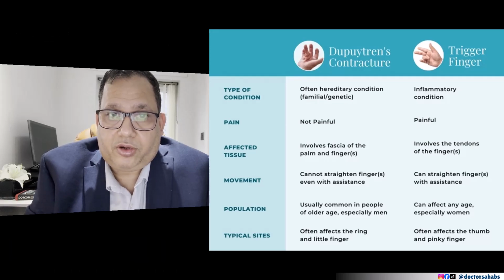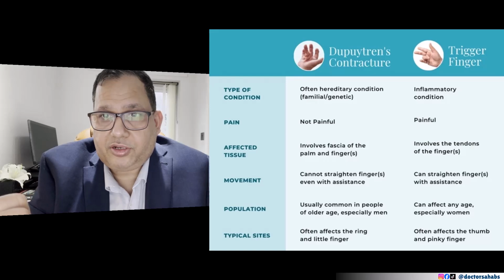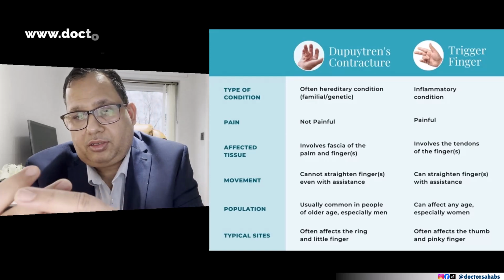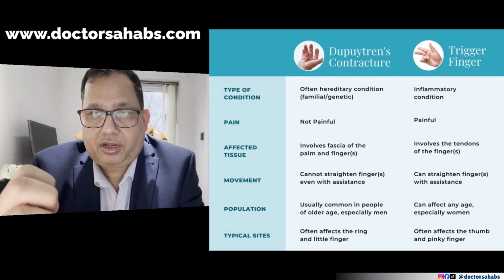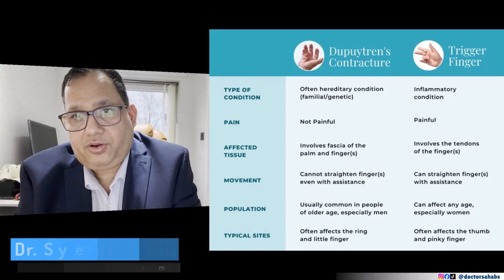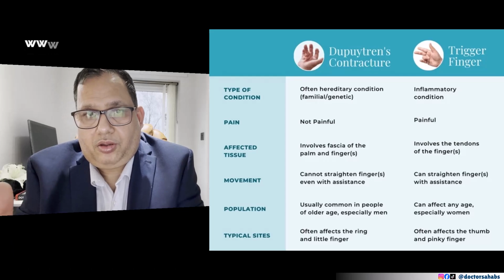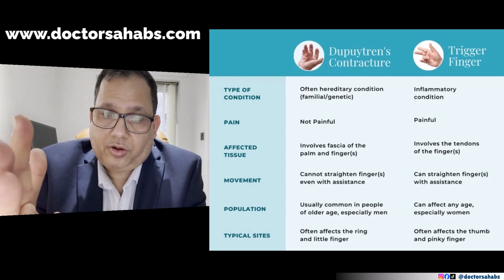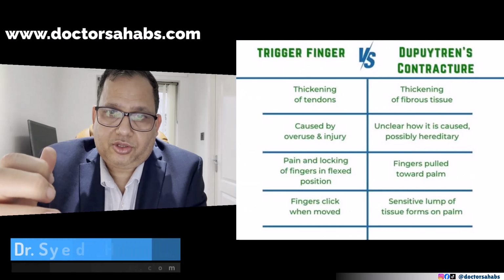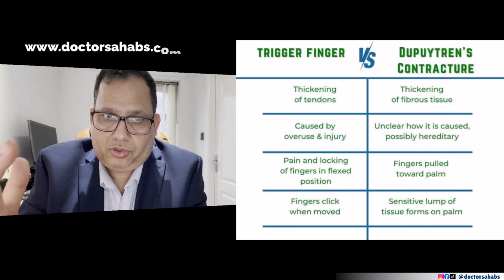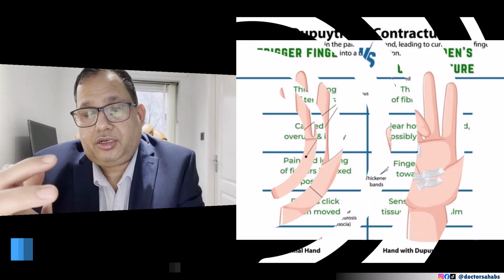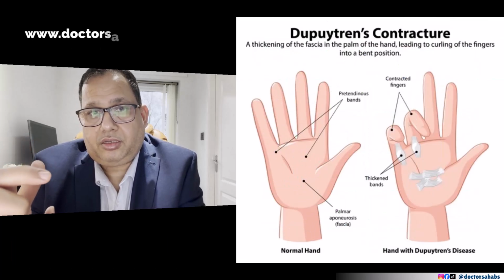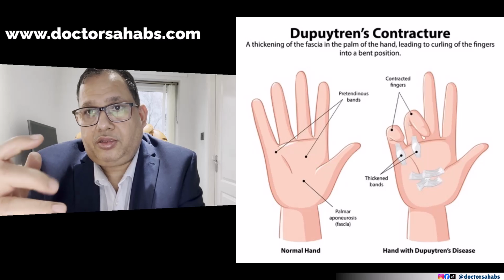The symptoms are almost similar, but the mechanism is different. Okay, so it involves the fascia around the fingers and palm. Initially, as we discussed, a knot of the tissue under the skin usually creates a thick cord that pulls the finger into the bent position.